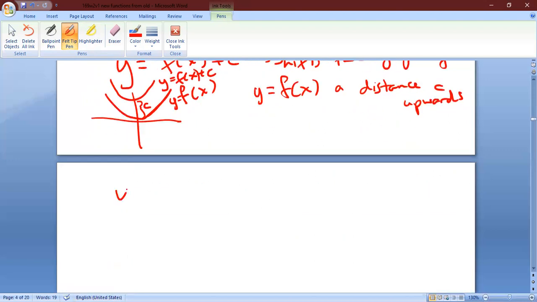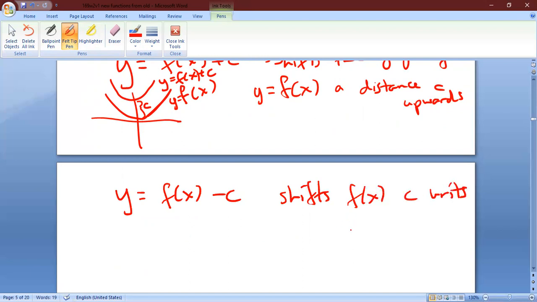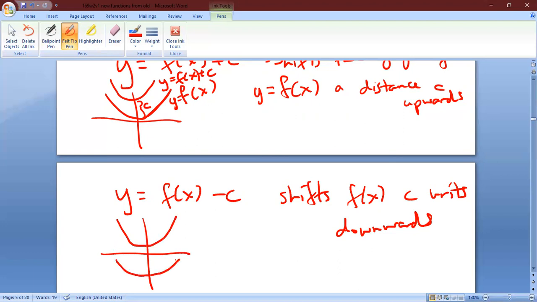Or we can have a subtraction that shifts f c units downwards. So if this is f, and we are shifting it by c, then we are going to have a graph like this. Okay, subtracting c from all the outputs is going to give us smaller outputs, or adding c to the outputs will give bigger outputs, in the first case.